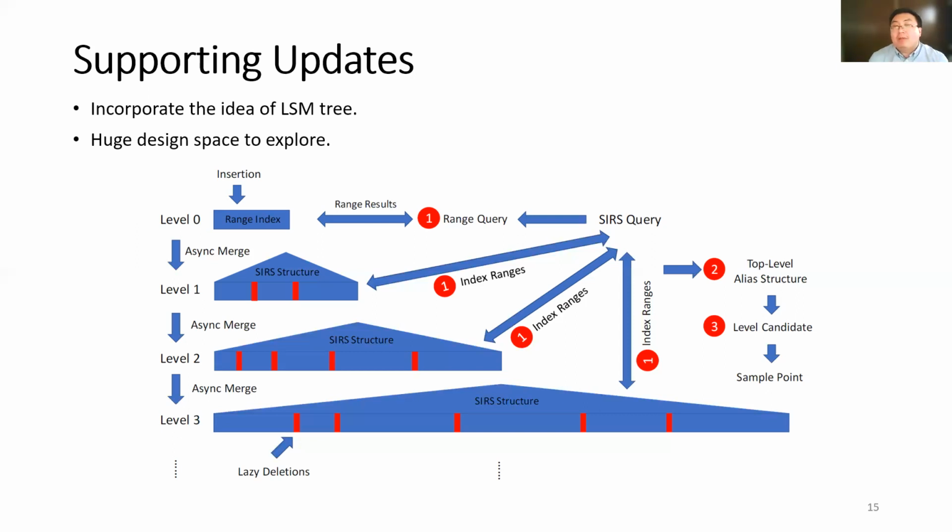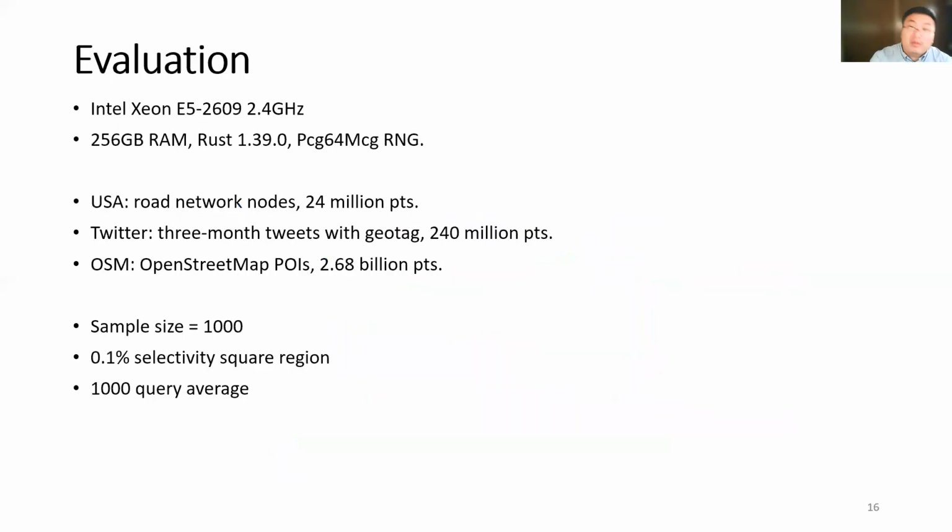Then we can build a top-level alias structure to pick which level we want to draw each of the samples from. Once we know which level we want to sample, we can use exactly the same algorithm that we used in our previous slides to get a sample for the final results. Finally, let's look at some evaluation numbers.